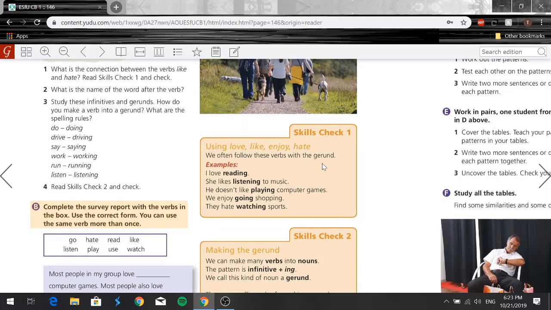So what is a gerund exactly? So here he says we often follow these verbs with the gerund. Well, a gerund is the name of the word after the verb, okay? Basically, a gerund is a noun made from a verb, right? When you add an ing, that's how it turns into a gerund, right? So read, if it turns to reading, listening, playing, going, watching, etc., then this is called a gerund, okay?